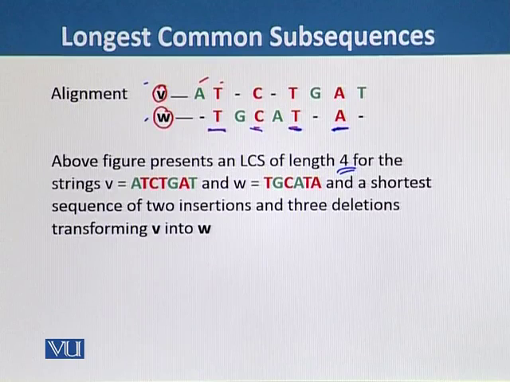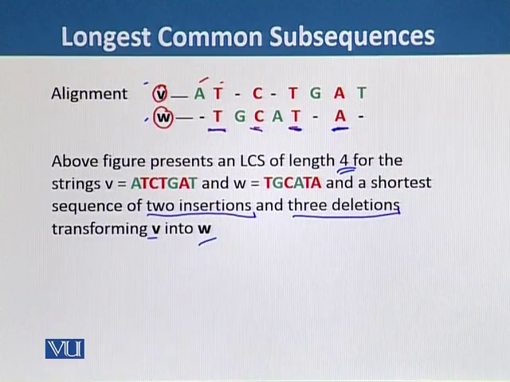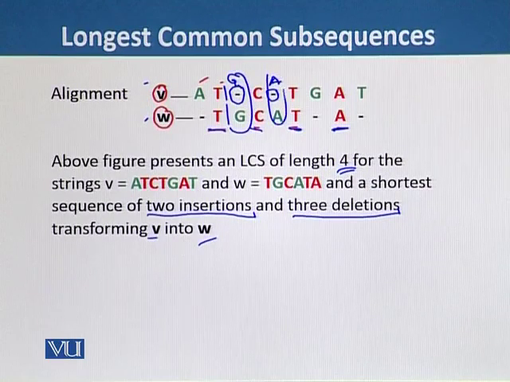V and W. And the shortest sequence of edits we need to convert V into W is 2 insertions and 3 deletions. It means that we have to add 2 insertions: in the gap positions we need to add G in this position, and we need to add A at this position. If we add G and A, they will become identical.